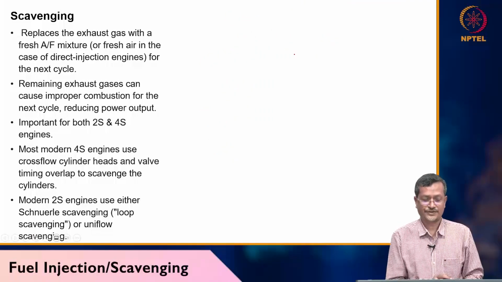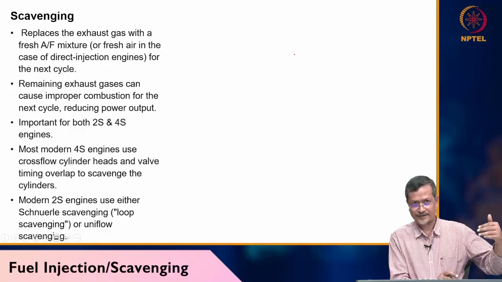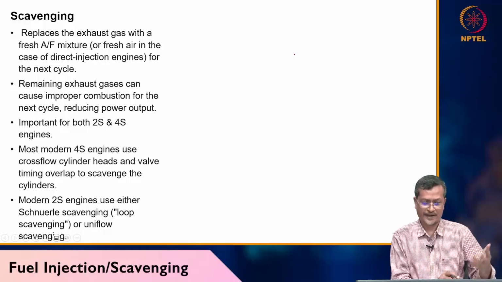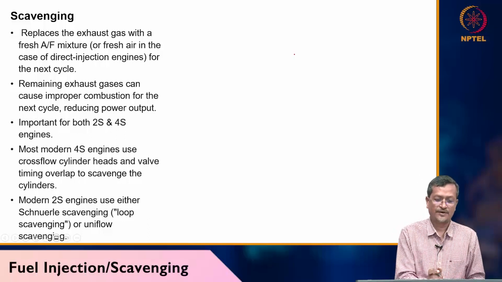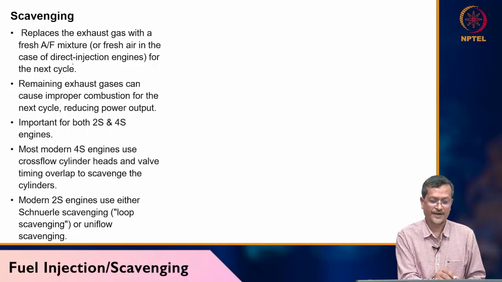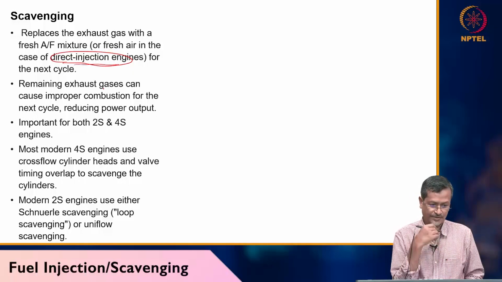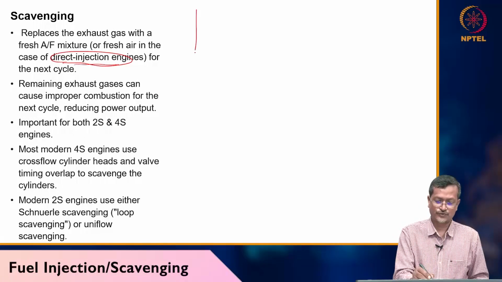Now we'll go to scavenging. Scavenging means replacing the exhaust gas with a fresh air-fuel mixture. In charging or supercharging, you inject air at higher than normal pressure, but in scavenging you are removing the burned gas, replacing it with fresh air or mixture, or fresh air in the case of a direct injection engine, for the next cycle. Direct injection, like a diesel cycle, has fresh air, but with a carburetor, the air-fuel mixture will be entering the cylinder. Remaining exhaust gas can cause improper combustion in the next cycle, reducing power output for both two-stroke and four-stroke engines.